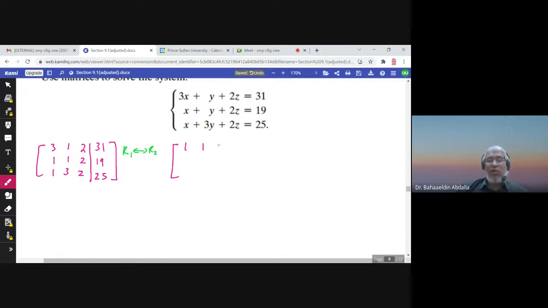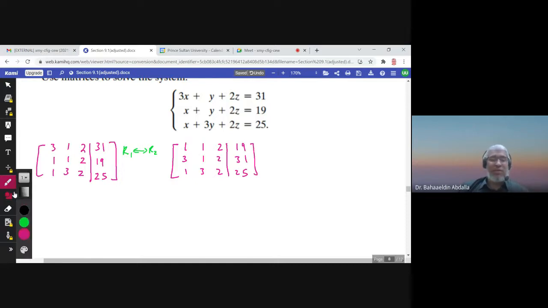So 1, 1, 2, 19, and 3, 1, 2, 31, 1, 3, 2, 25, and the vertical bar is there. Good. Now this number is 1. That's excellent. This number is 1. I did the first step. Do you remember the second step? These two numbers must be zeros. Okay. How to make them zeros?